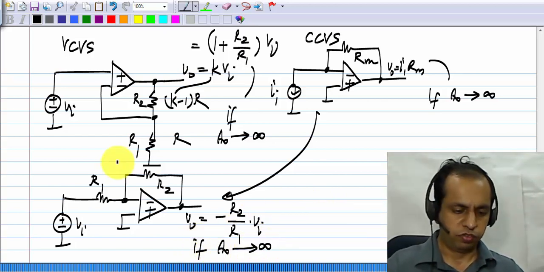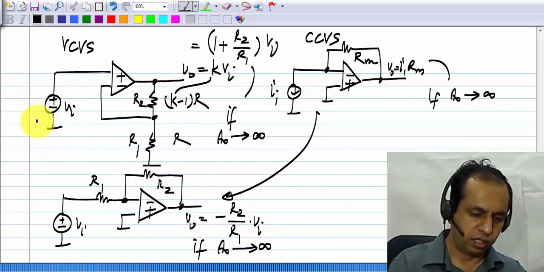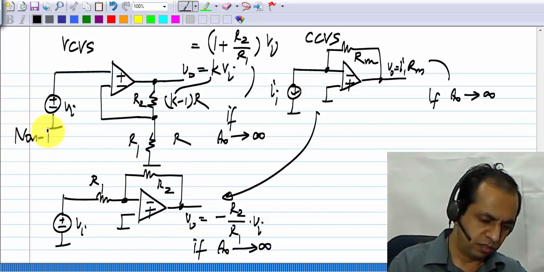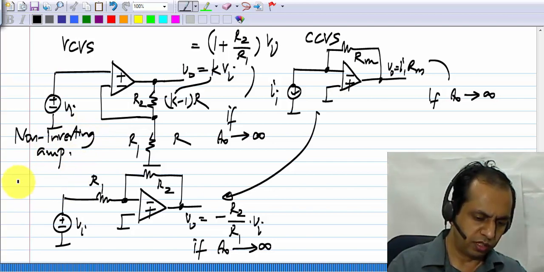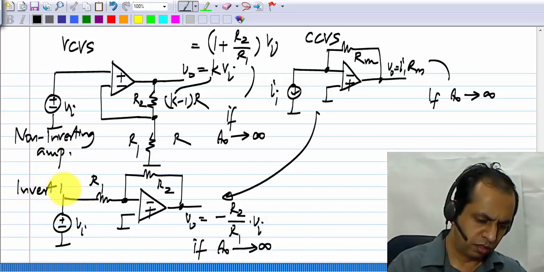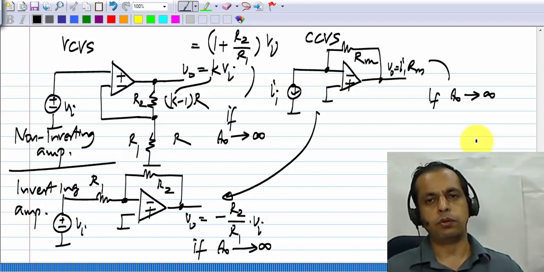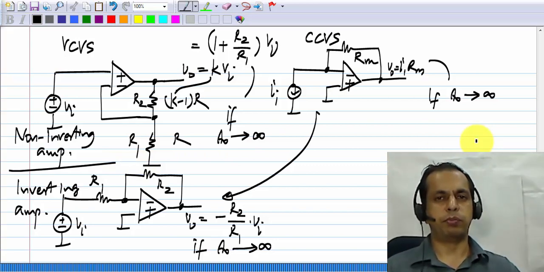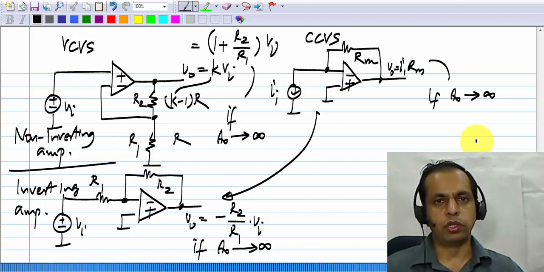Okay. Now, of course, these two circuits are very likely very familiar to you, and they are nothing but the classic non-inverting amplifier and the inverting amplifier. Okay. So that's how we can realize controlled sources using an op amp as well. We have seen how to make a voltage controlled voltage source as well as a current controlled voltage source. Okay.